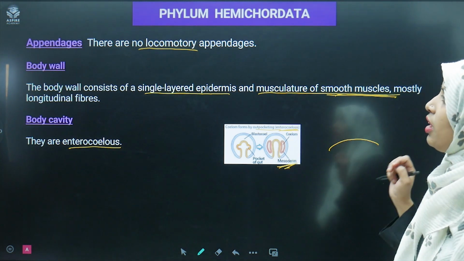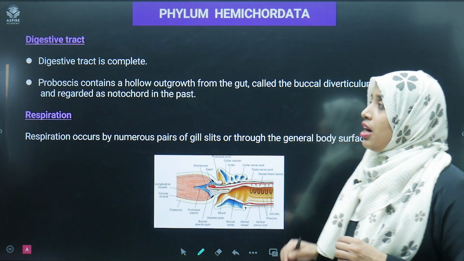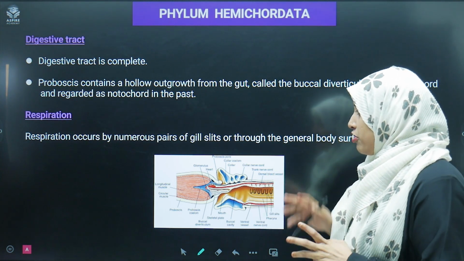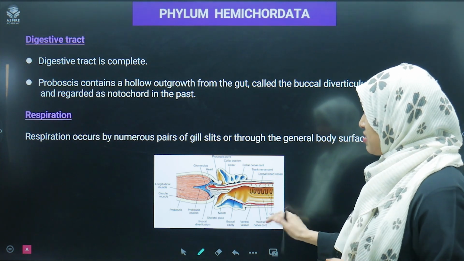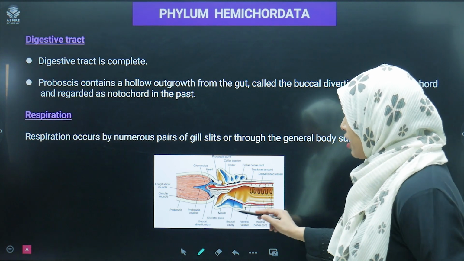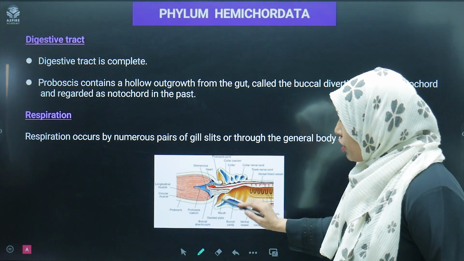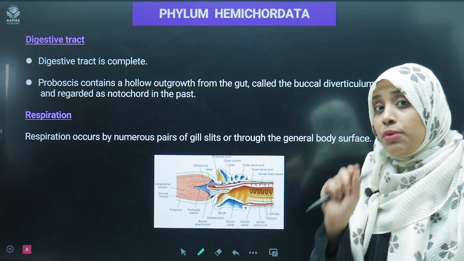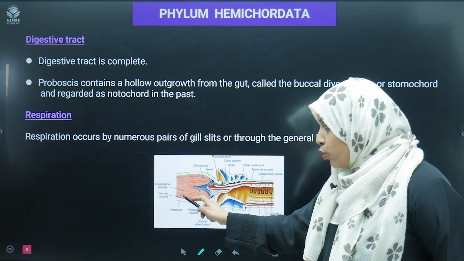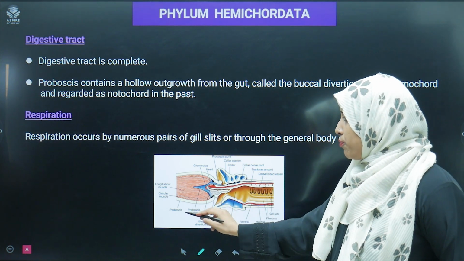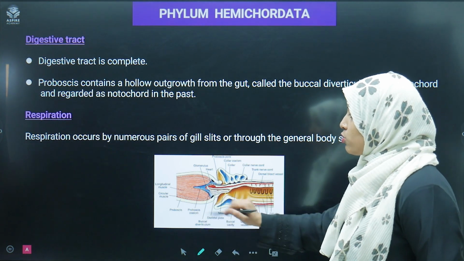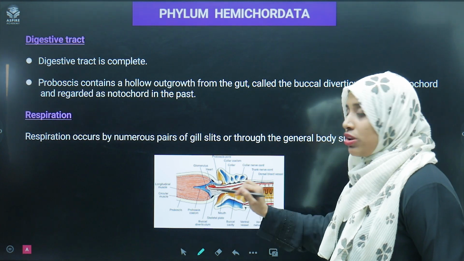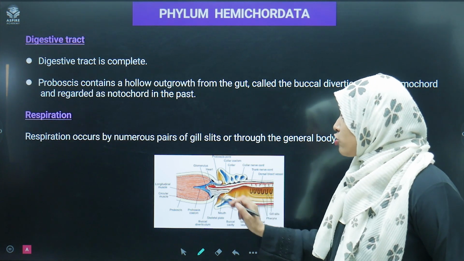Now, about the digestive tract, about the digestive system. Firstly, let's see here all the structures have been labeled very clearly. You can see the mouth part over here. Longitudinal muscles are present at the proboscis region. Circular muscles are also in the proboscis part. This whole front part is the proboscis, and it also has the glomerulus for excretion. The heart is also present.